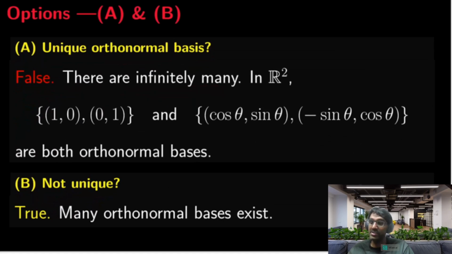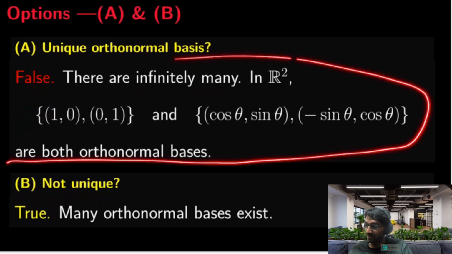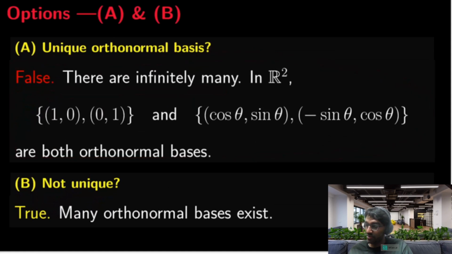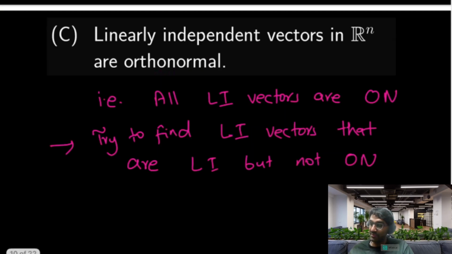We just saw one particular example where we had two basis vectors, and we can also find other bases for the same vector space R2, because here theta you can take anything, and by this rotation itself we will get infinite orthonormal bases. So these are the orthonormal bases for this R2. So unique is false and not unique becomes true because we have many orthonormal bases. So options A and B are okay.